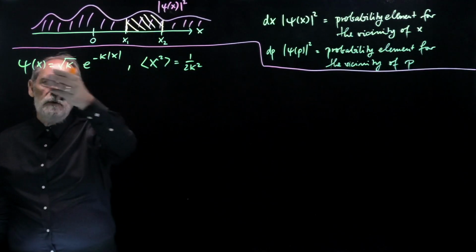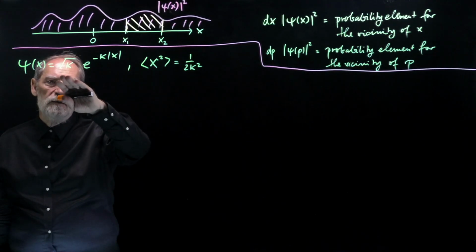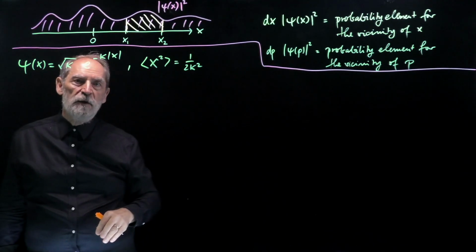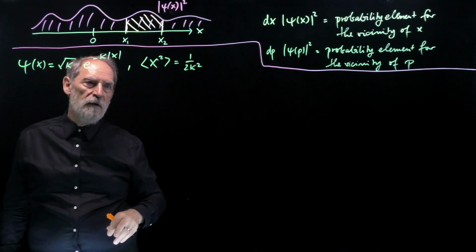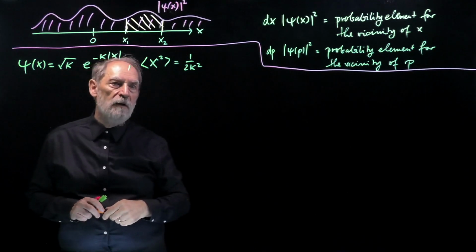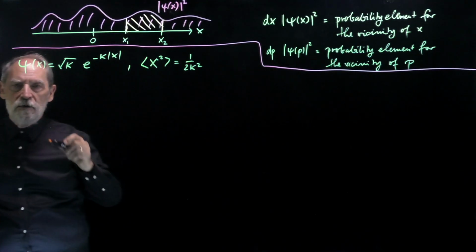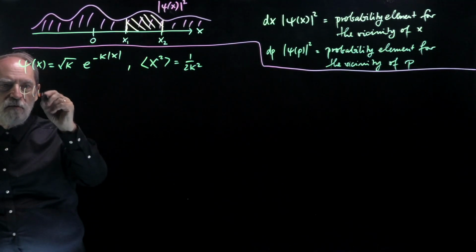So for the example that we have studied before, where psi of x, the position wave function, was the square root of the positive parameter kappa times e to the minus kappa absolute value of x, and we had found, among other things, that the expectation value of x squared is 1 over kappa squared. Let's see what the corresponding momentum wave function psi of p is.